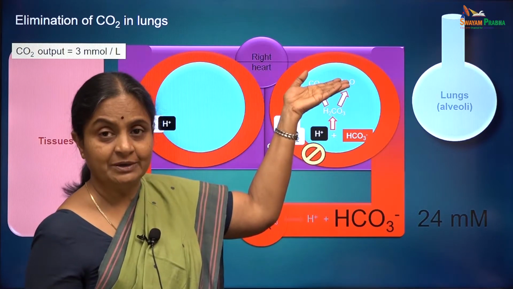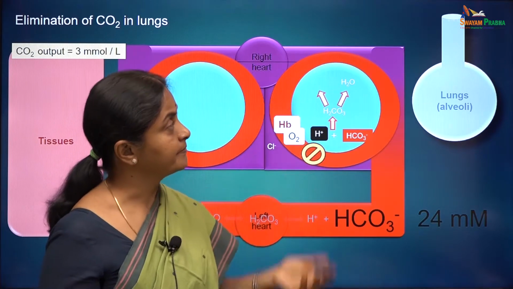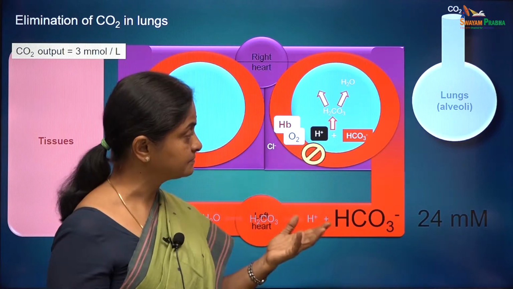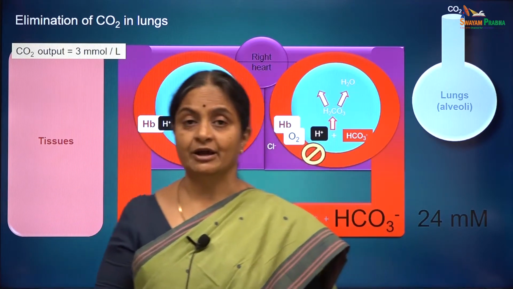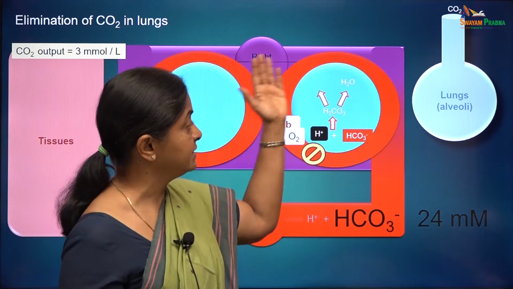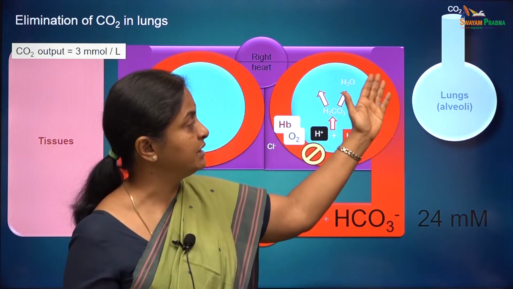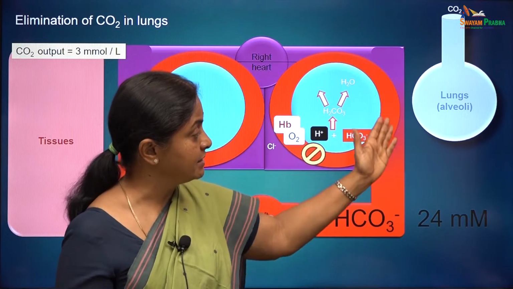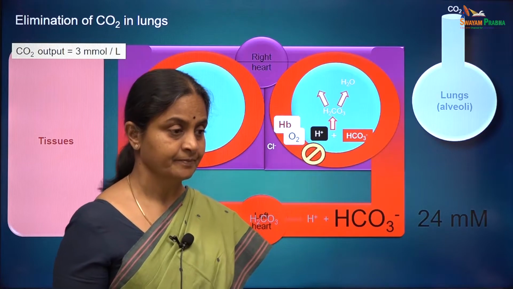The reverse reaction will proceed in the pulmonary capillaries. Carbon dioxide is liberated and is exhaled. Therefore, all the 3 millimoles per liter of carbon dioxide that comes into venous blood is eliminated as blood courses through pulmonary capillaries. 3 millimoles per liter of carbon dioxide is removed from pulmonary circulation and exhaled.